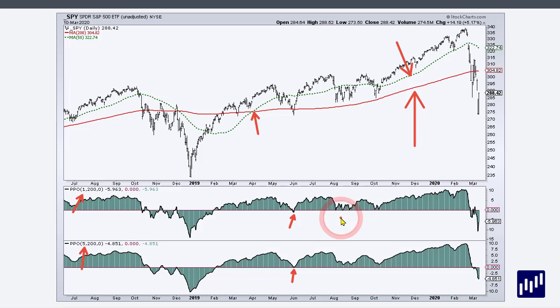But you can also see we got below 0 in August, but not if you used a 5-day EMA to smooth it out a little bit. But I think the important signal here is that the 5-day EMA has moved below the 200-day EMA because that PPO 5-200-0 turned negative. And I think that signals we're in a longer term downtrend.